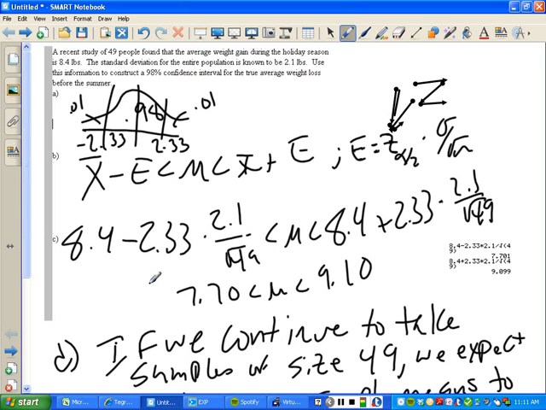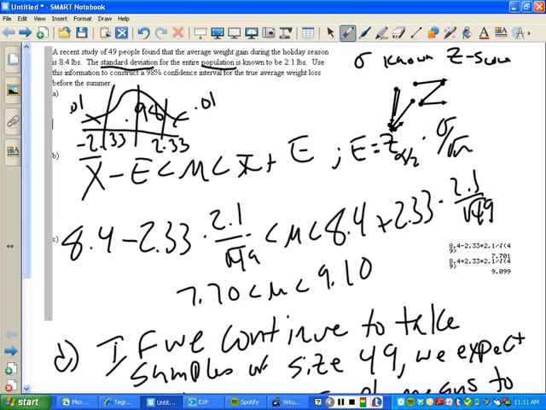And the answer is, it comes down to this right here: the standard deviation for the population. If sigma is known, then that's a z-score. If sigma is not known, then we have to use a t-score. Okay?